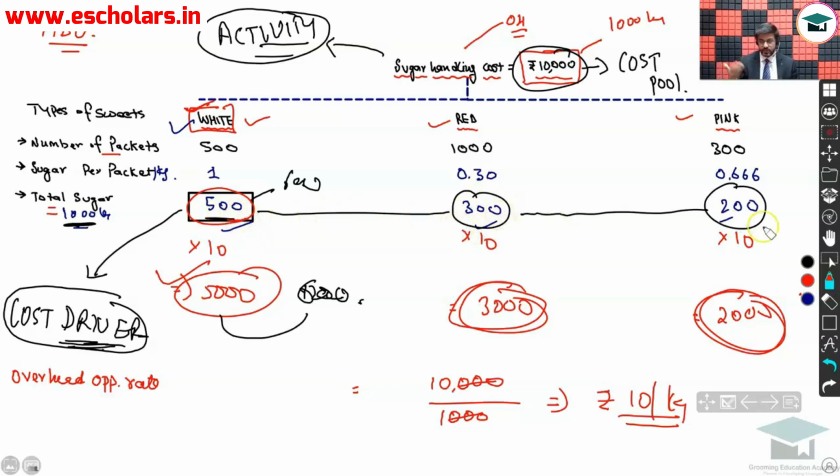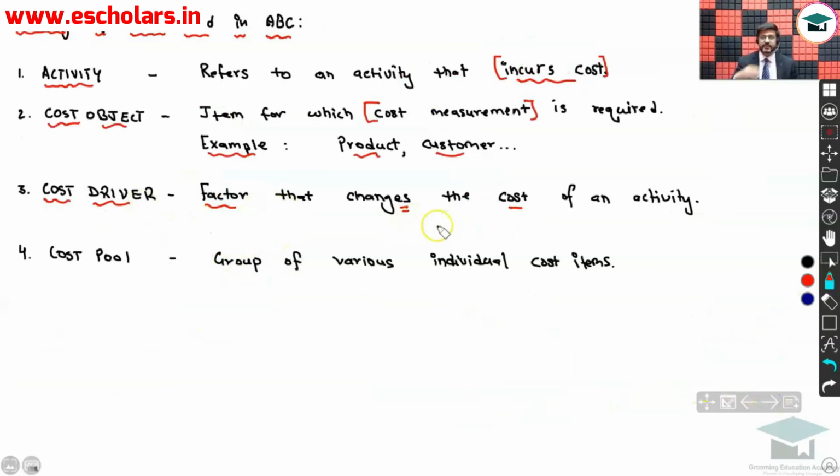So this sugar is your cost driver, because how much cost is going to products white, red and pink depends on how many kilograms of sugar they are having. If these numbers change, the cost will automatically change. So cost depends on this driver. That is known as your cost driver, that causes the changes in the cost of an activity.